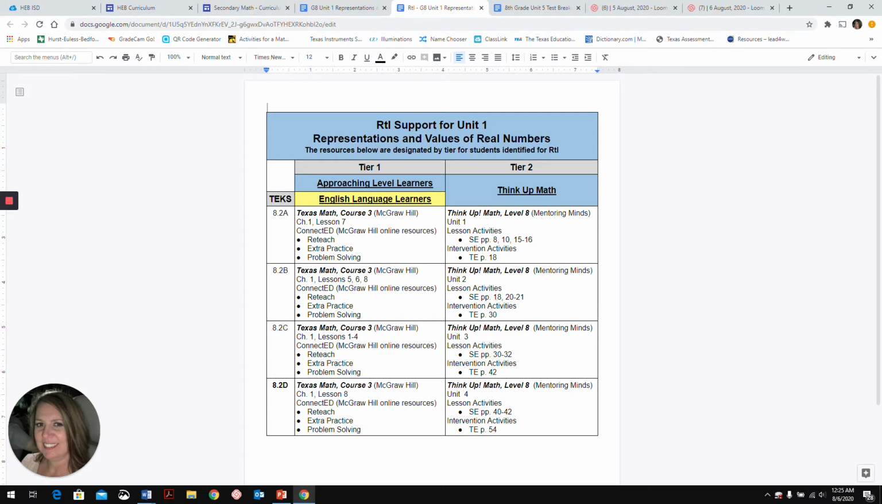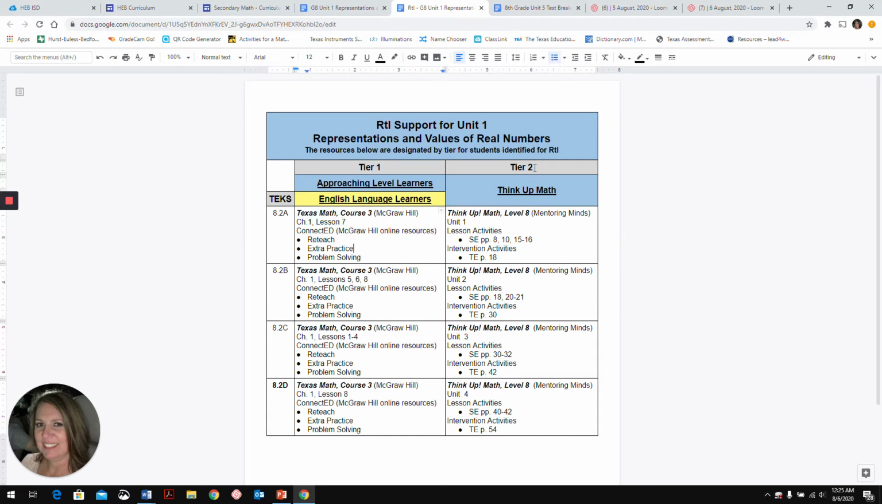These are the students in your regular on-level class who just need a little bit of extra help. You take care of a lot of that through your seating arrangement, through your questioning strategies and so forth. But there are also some resources that you could use with those students. For example here, TEKS 8.2a, if you look in McGraw-Hill Chapter 1, Lesson 7, then the reteach page or the extra practice page and so forth might be useful to those struggling students.